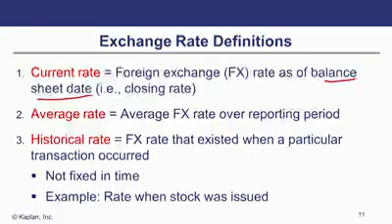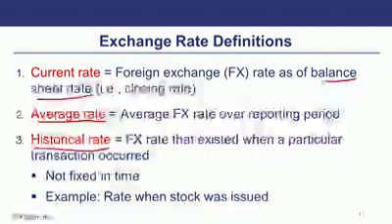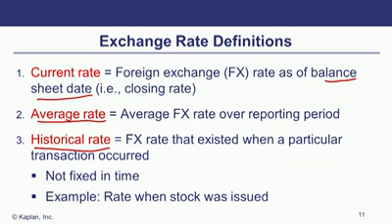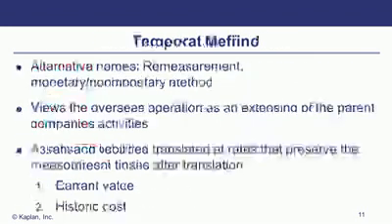Now the average exchange rate is simply a weighted average exchange rate during the year. We're going to see that kicks in when we look at income statements in a while. Then we also have historic exchange rates. These are the exchange rates at the date of a particular transaction, in particular when you bought things like PP&E or when you issued equity. So this is a fixed exchange rate at the date of a specific transaction.